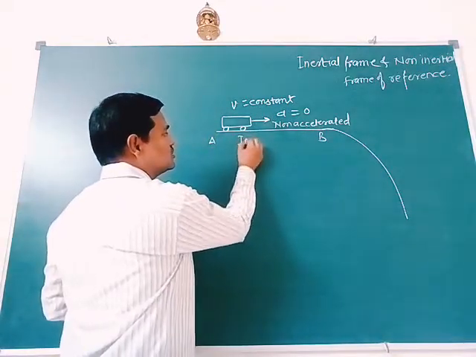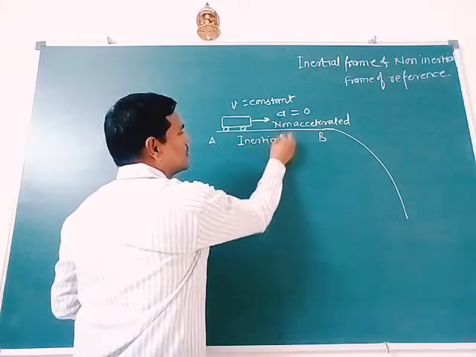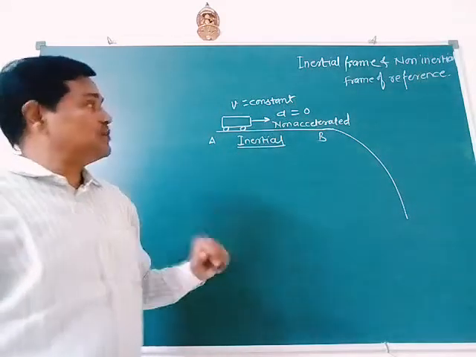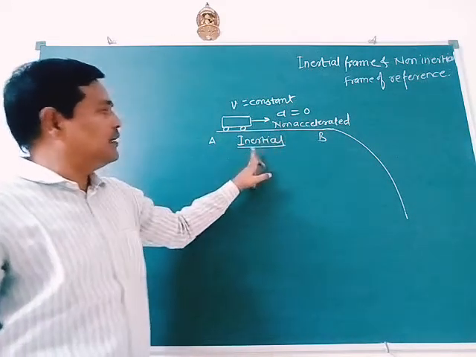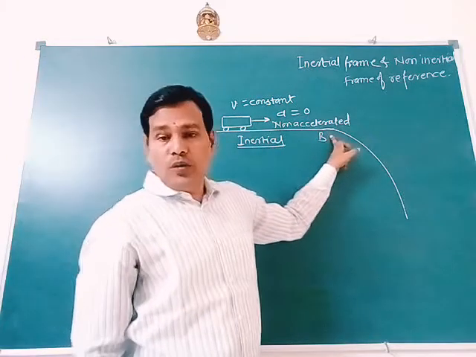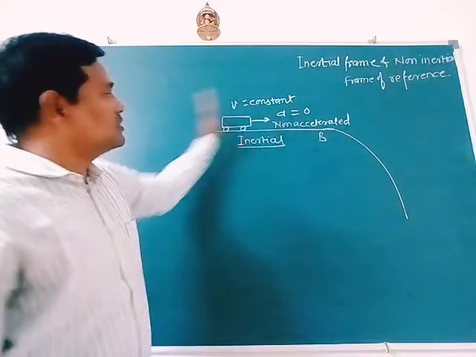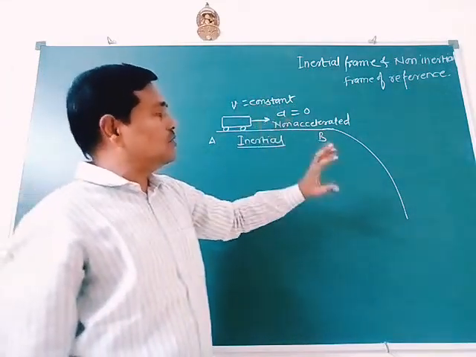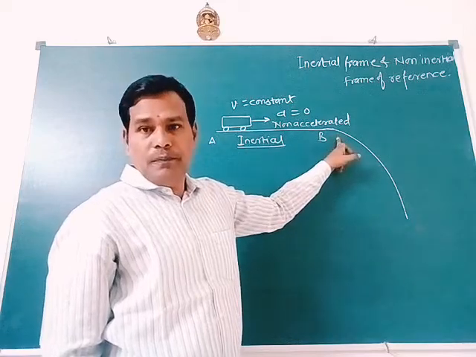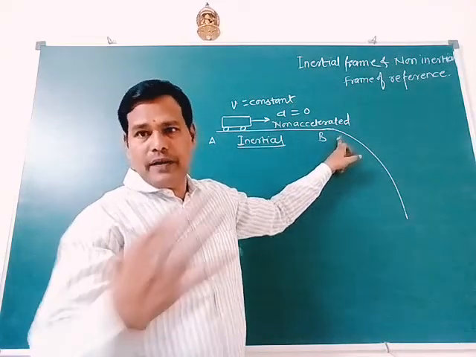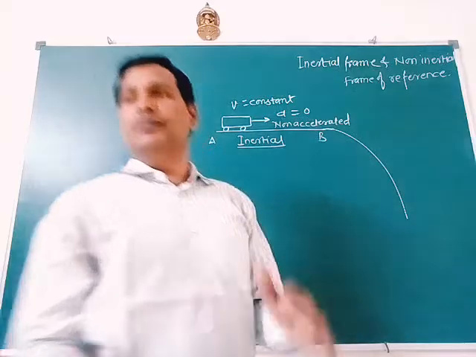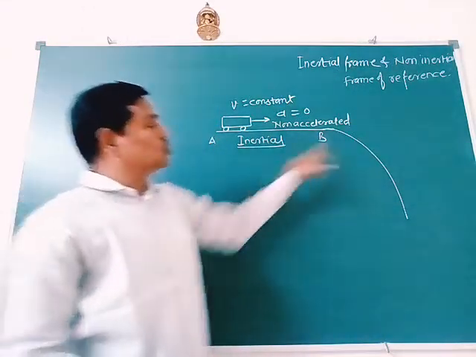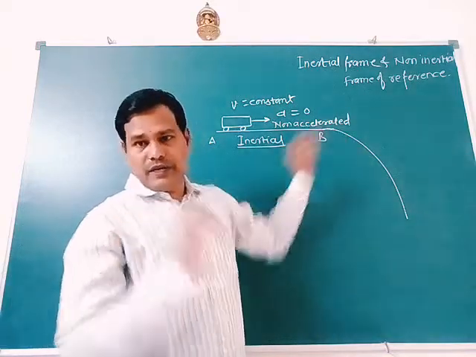Such a condition is called inertial. This is the inertial frame of reference. First, non-accelerated and inertial. Now what happens beyond point B? If it is moving with a certain high speed, the same speed cannot be maintained by the driver of this bus beyond point B. He will apply some brake so that the speed will be reduced as compared to the initial one. So beyond point B he applies the brake.